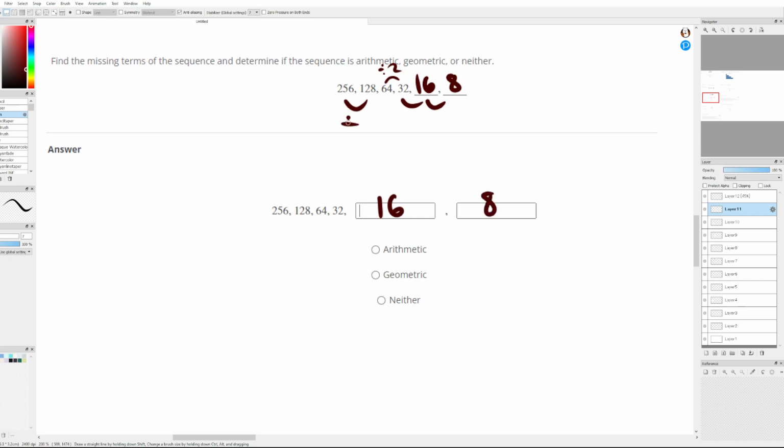And because it is dividing consistently by 2 each time, it's going to be geometric.